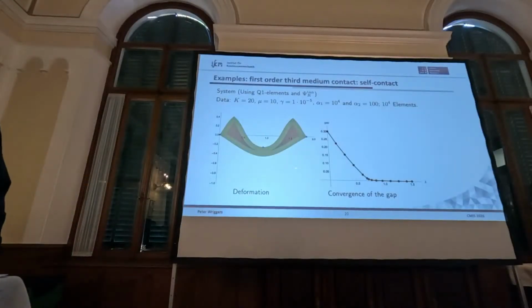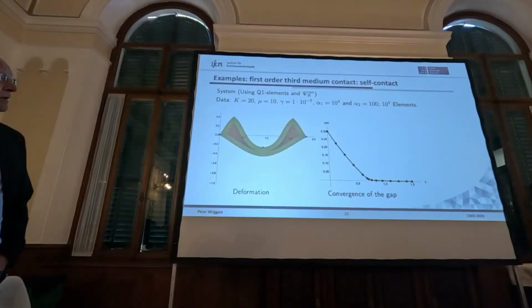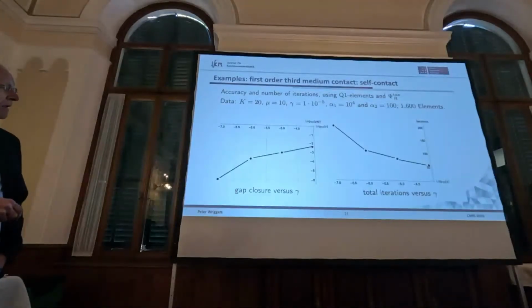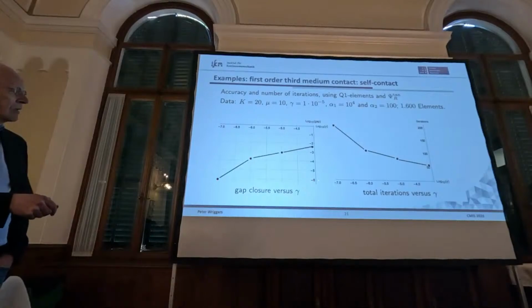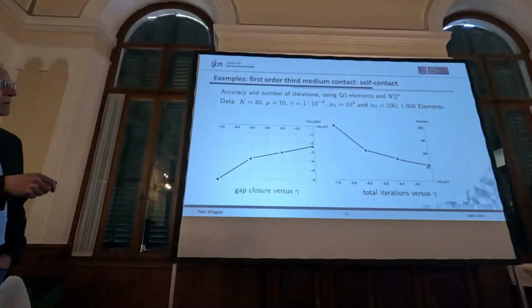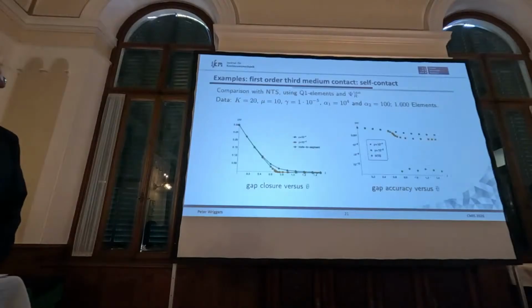And this is how it works. So this is the linear part here now, a linear element. Again, we get the same behavior. And again, we have this kind of thing that if you have a very small number of gamma, you get a very good approximation of the gap. And of course, the iterations on the other side go up.